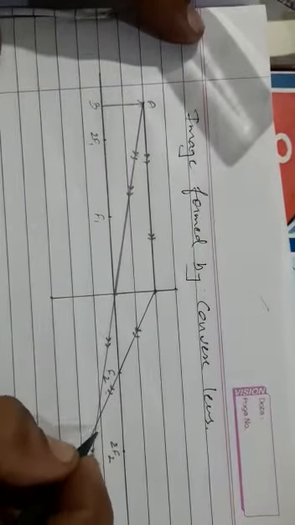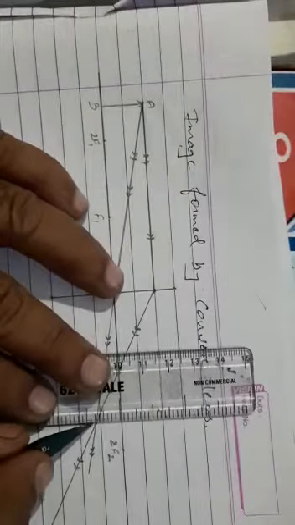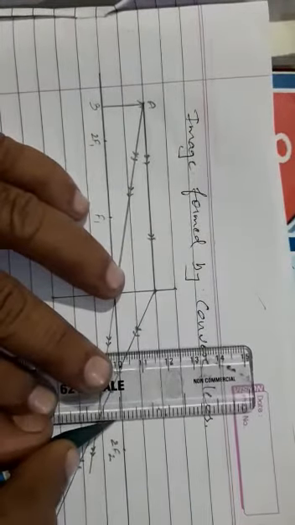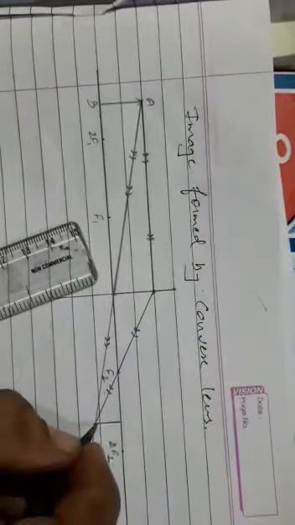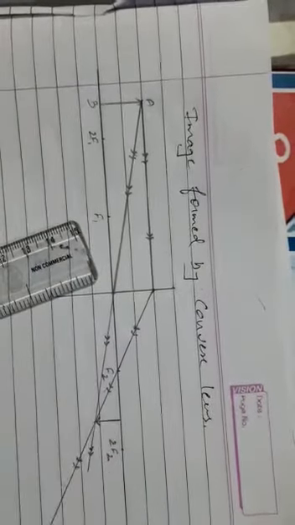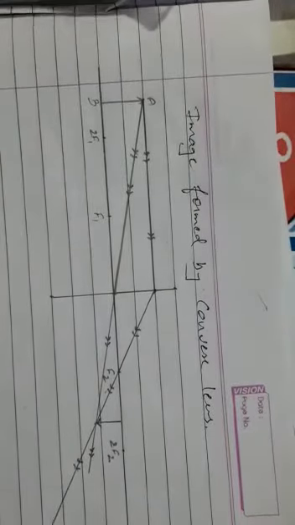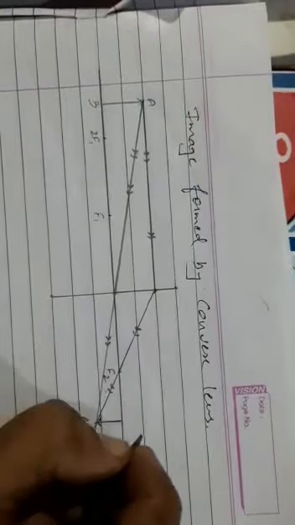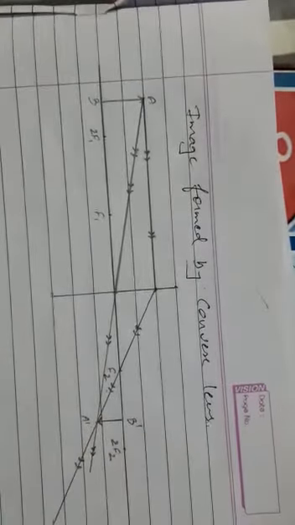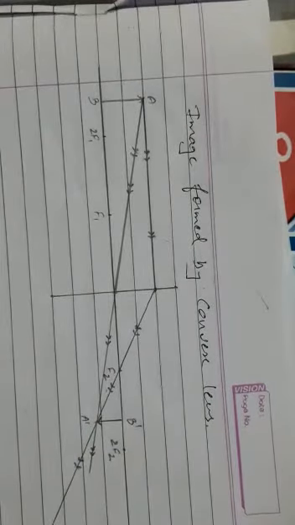Here this is the intersecting point where we are going to get an image. So draw a line this way. This is A dash B dash that we have obtained, A dash and B dash. This is what we have obtained on the other side.